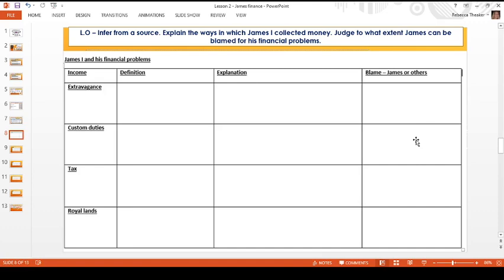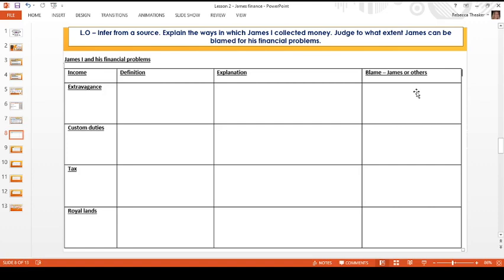Can you blame James for that situation? Is it 100% his mistake, his issue, his problem? Or are there other factors at work that maybe you think, actually, to be honest, James wasn't really in control of that, or that's not really his fault? And then that is where you'd make a little judgment there. James can be blamed for this, or no, James cannot be blamed for this. Instead, A, B or C can be blamed for it.